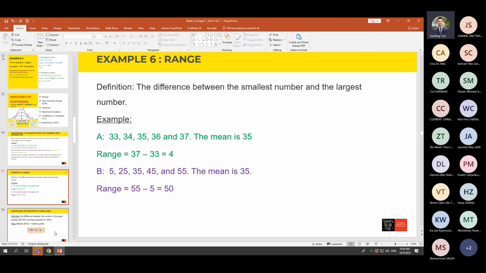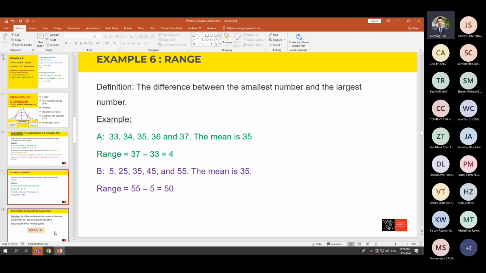So range, what is the formula? Range is the highest value from your data set minus the lowest value of your data set. So in this case, it's 37 minus 33. Range is equal to 4. That means the value difference between the highest and the lowest value is 4. So far so good. How about set B? Set B, we have 5, 25, 35, 45, and 55. To get the range value, you use 55 minus 5, equal to 50.